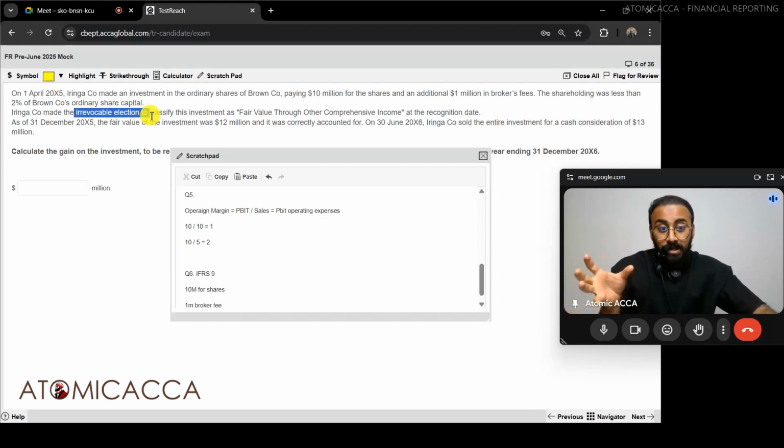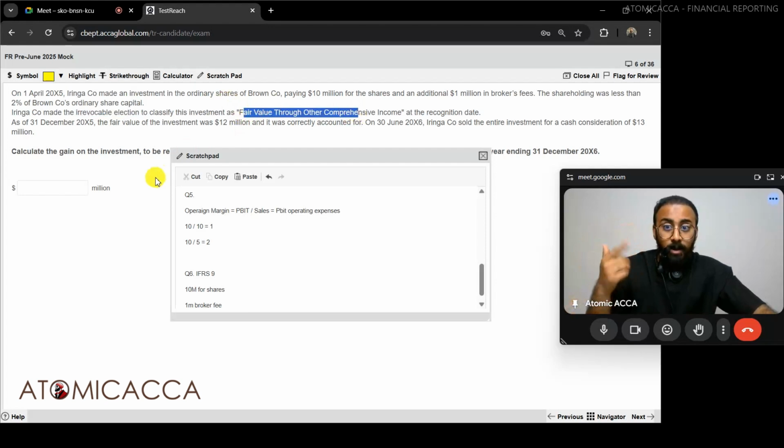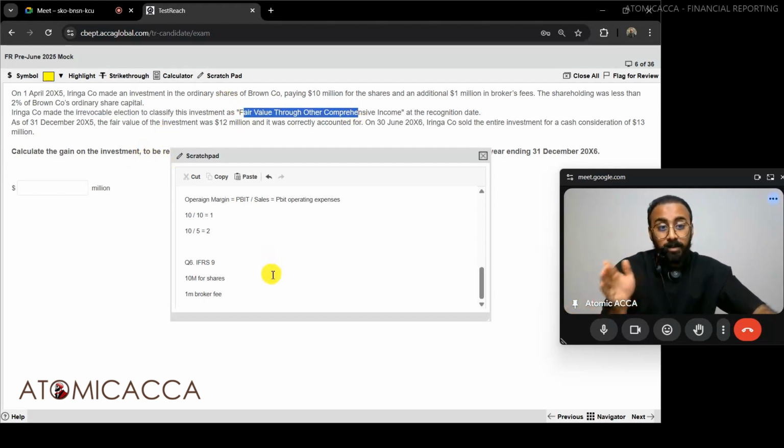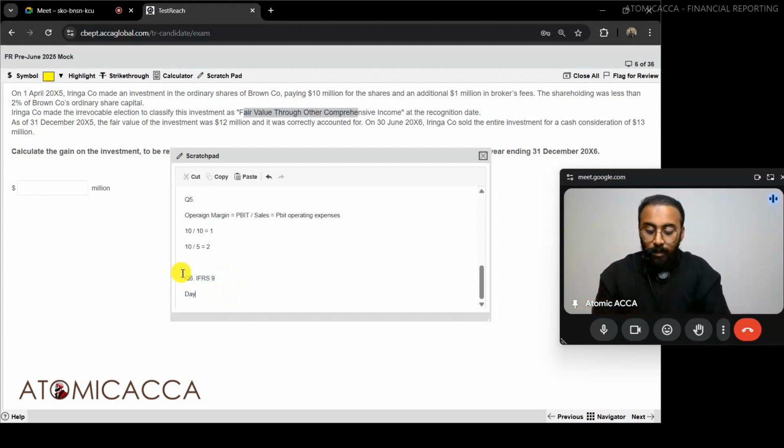All this is an indication that it's an FEOCI. So even if it's not given, just understand whatever indications are given to you. So this is an FEOCI. As per FEOCI, on day one, we have to account for it at fair value plus transaction cost. That means the day one value will be equal to 10 plus 1 million, that is equal to 11 million. So that is the opening figure.